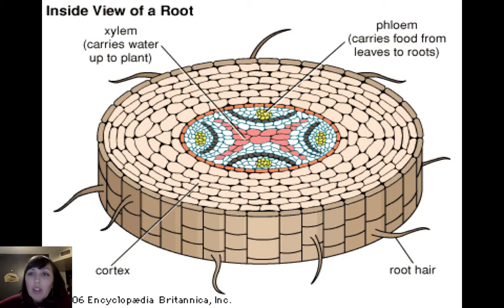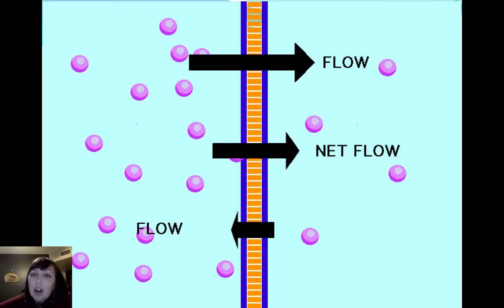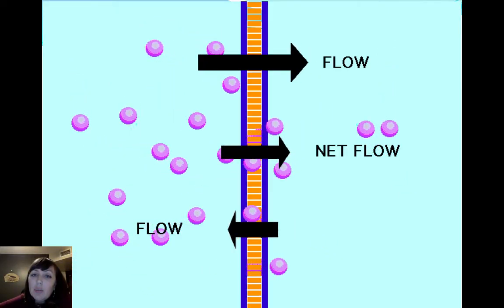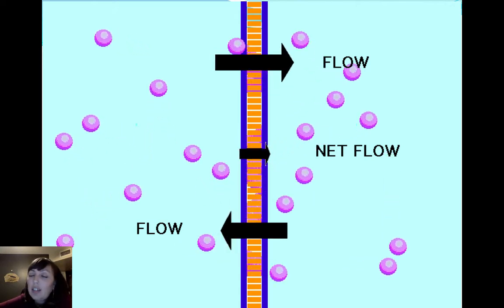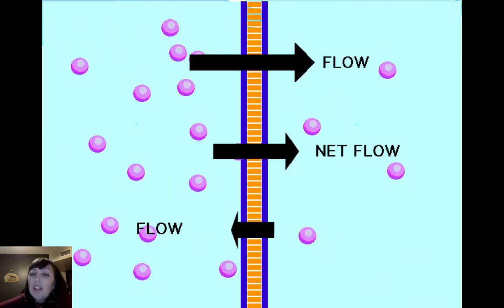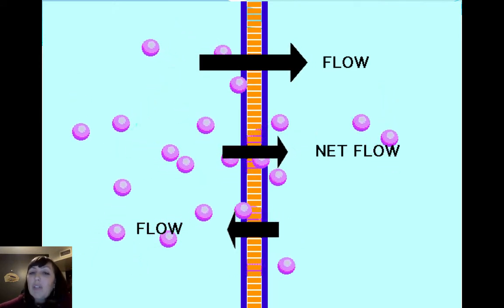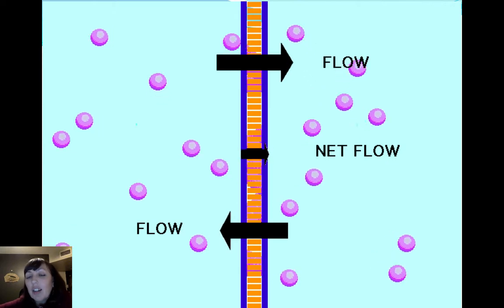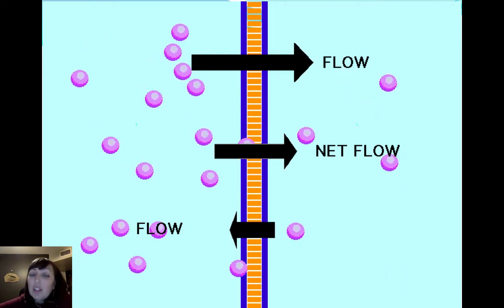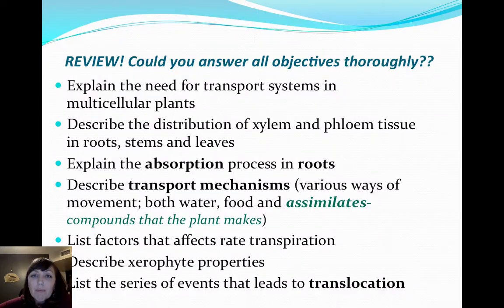Okay, so again, xylem, water, phloem, food, and you really need to understand all of the mechanisms and vocabulary in this process. Okay, and we know that osmosis is occurring down the concentration gradient, but with ATP, we have a movement of sucrose against the concentration gradient as hydrogen ions move down the concentration gradient.